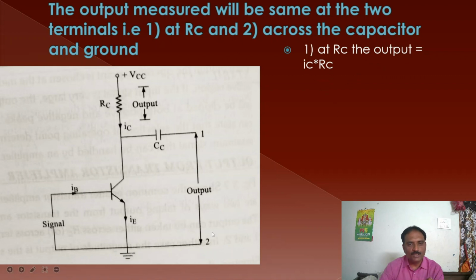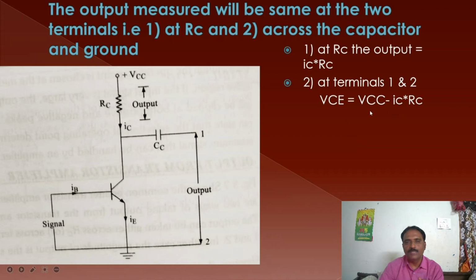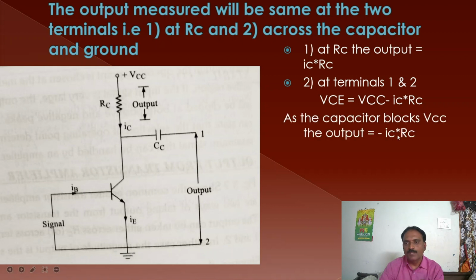And if you measure at 1 and 2, if you write down Kirchhoff's voltage law, we have VCE equal to VCC minus IC into RC. This is the supply voltage, and from this supply voltage, if you subtract this voltage drop, we can get the voltage across the terminals 1 and 2. But as the capacitor is going to block this VCC, we have VCE equal to minus IC into RC.